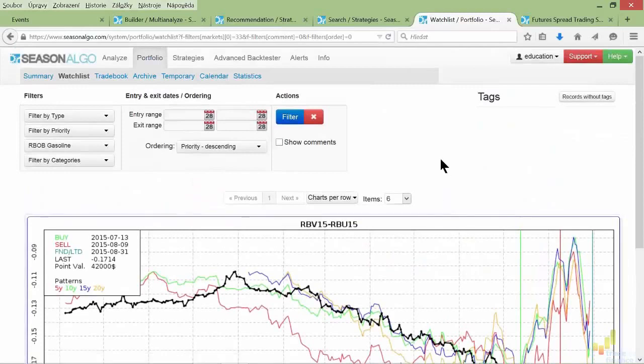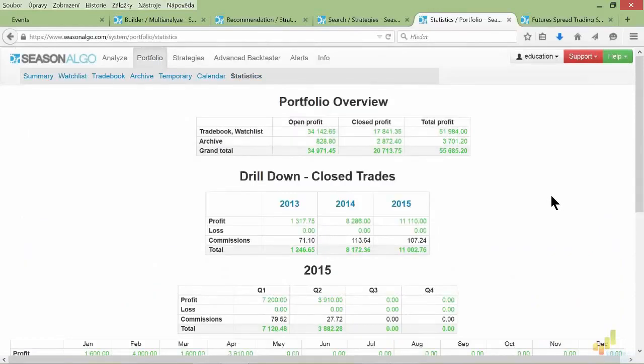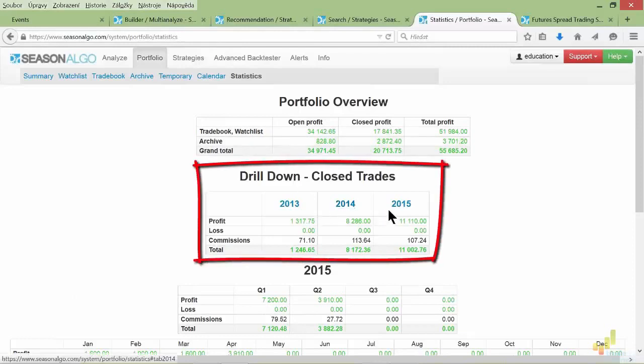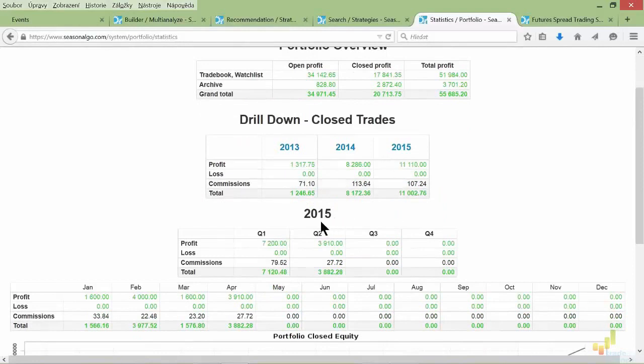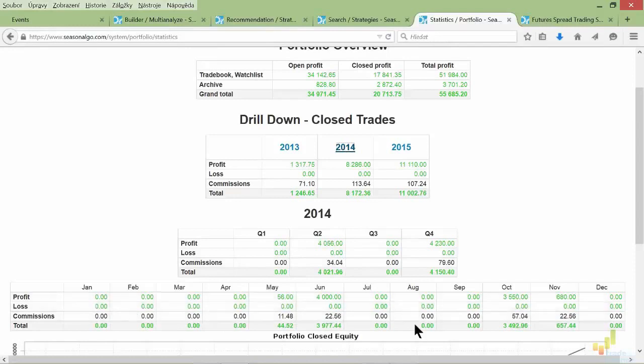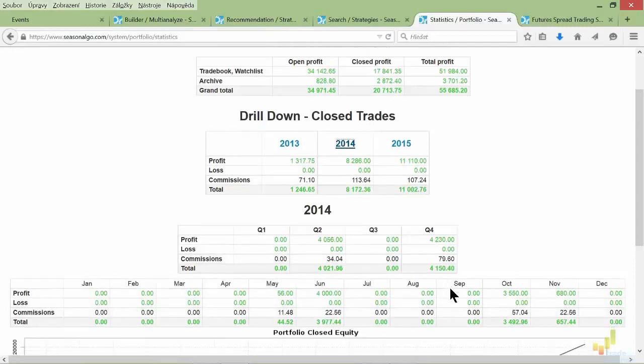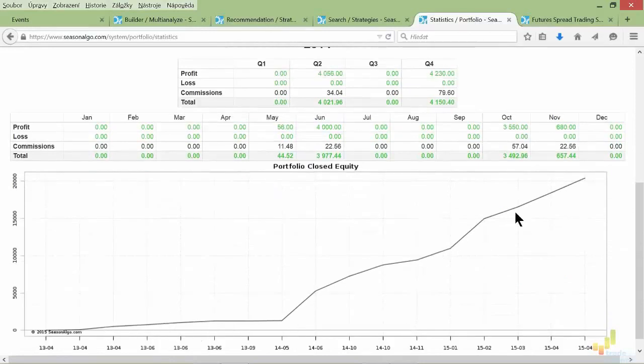And then if we recorded each of our trades, then the SeasonAlgo provides statistics of our trading results. So here we have open profit, closed profit, and total profit for all the charts which are stored in the trade book and watch list, and also for the archived spreads. And here we have the results for individual years. And for the particular year, we have also information about the quarters and also about the individual months. And if I clicked, for instance, on year 2014, then all the data will change and will display data for that particular year. And underneath, we have the portfolio, which is the portfolio of all the trades that we recorded in the SeasonAlgo platform.